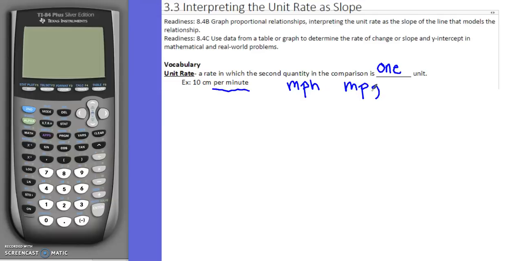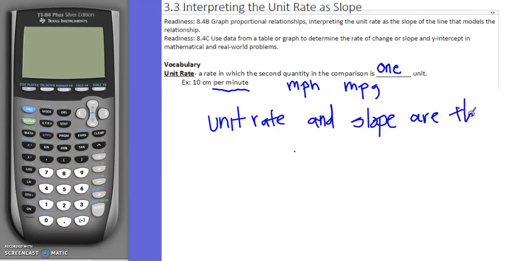But I need you to know that unit rate and slope are the same. Okay, there are constant rates of change, and they are the proportional relationships that we're looking for. All right, let's take a look at example 1.